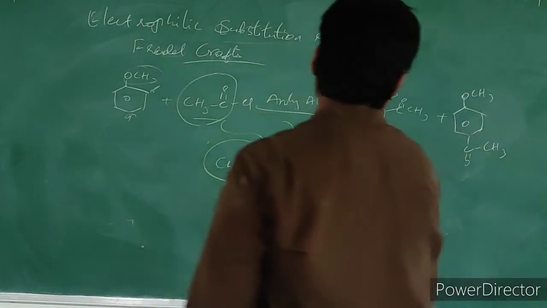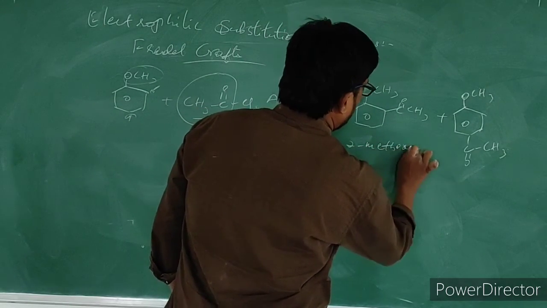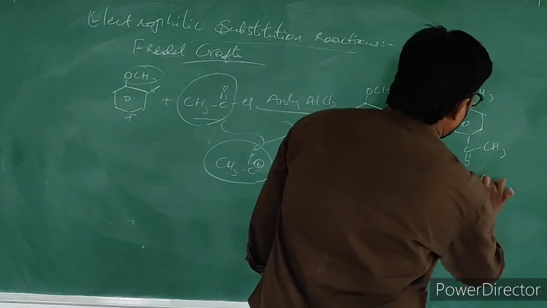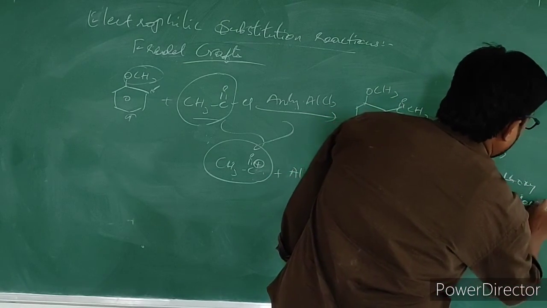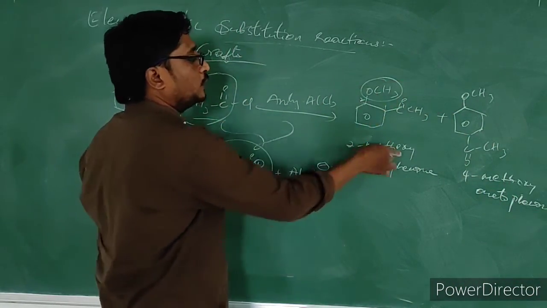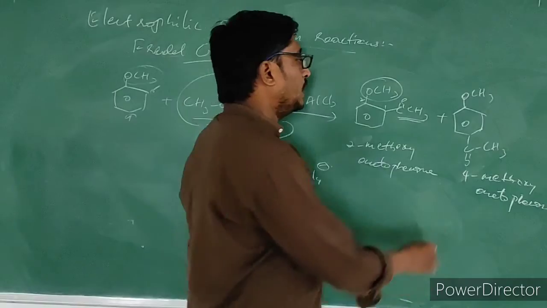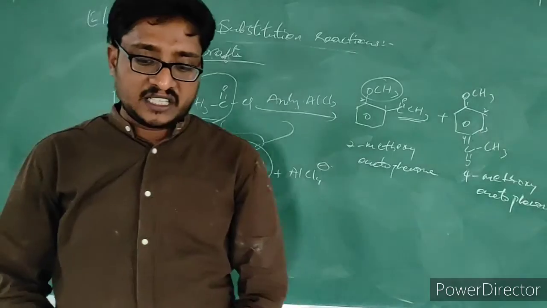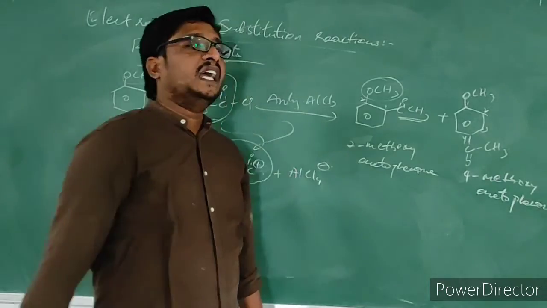This product we call 2-methoxyacetophenone. This is 4-methoxyacetophenone. Acetophenone, so 1, 2, the second carbon has the methoxy group. 2-methoxy. CH3CO we call the acetyl group, so acetophenone. Here also, if you see 1, 2, 3, 4, it is 4-methoxyacetophenone. So these are the electrophilic substitution reactions of aryl ethers.